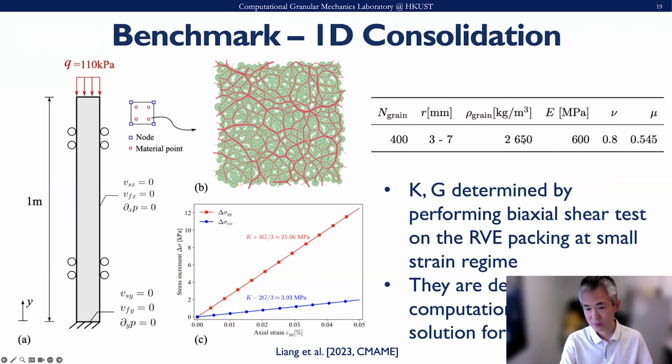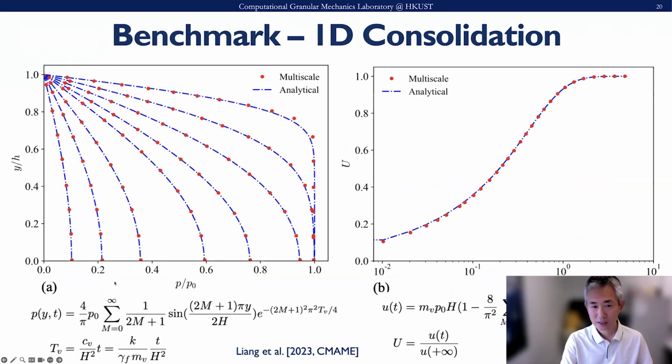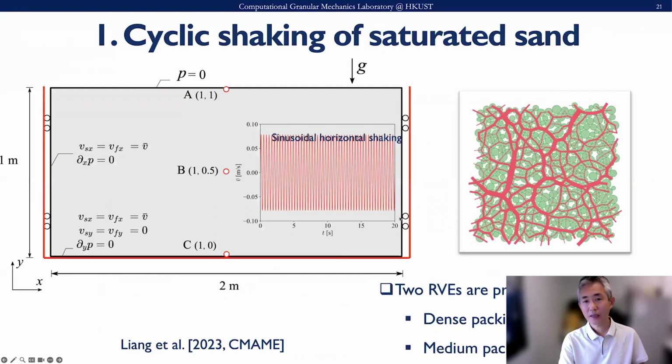These are the parameters we used. These are the compression results for the 1D consolidation test. These are the top surface settlements, and these are the excess pore pressure changes at different time steps, and these are the settlement changes here.